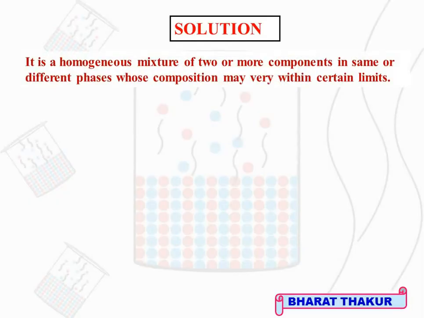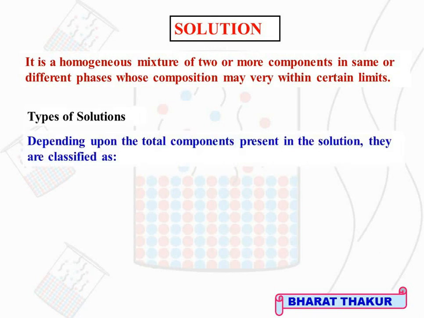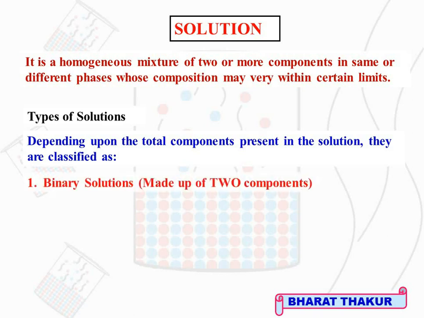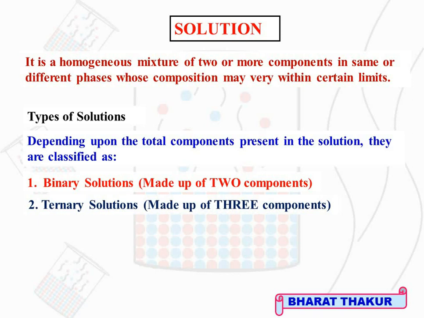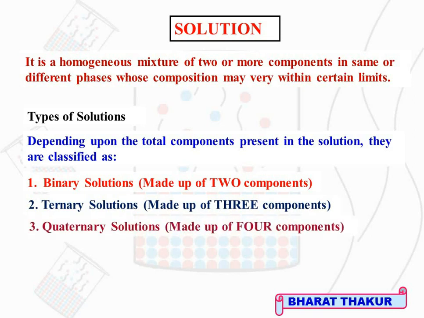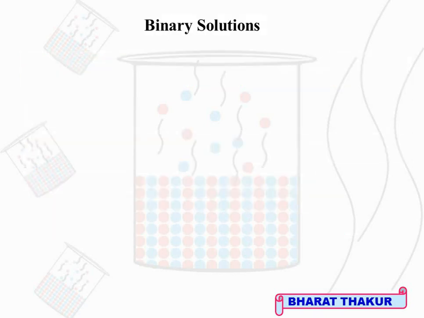A solution is a homogeneous mixture of two or more components in the same or different phases, whose composition may vary within certain limits. Types of solution: depending upon the total number of components present, they are classified as binary solutions, made of two components; ternary solutions, made of three components; and quaternary solutions, made up of four components. In our study, we basically deal with the binary solution. So a binary solution consists of two components.